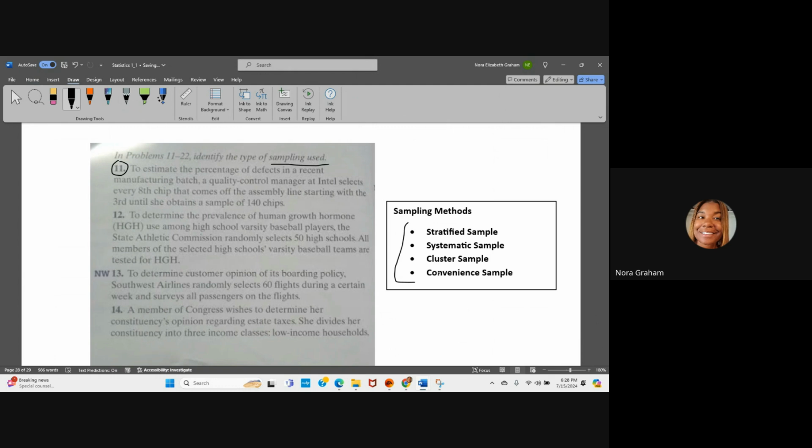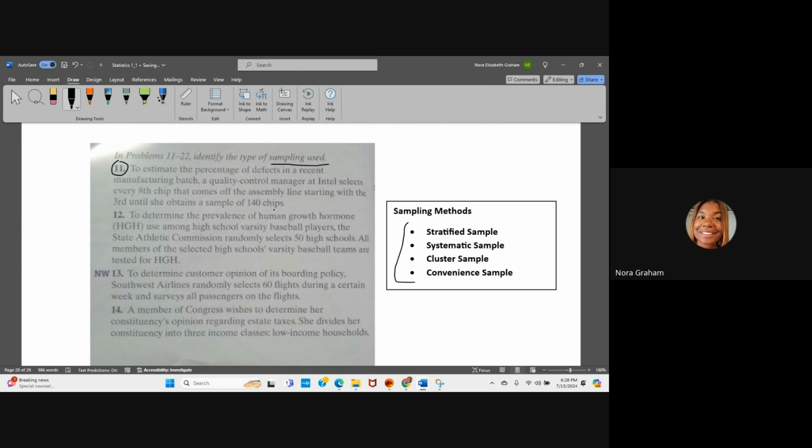All right, so for number 11, to estimate the percentage of defectives in a recent manufacturing batch, a quality control manager at Intel selects every 8th chip that comes off the assembly line, starting with the 3rd, until she obtains a sample of 140 chips.